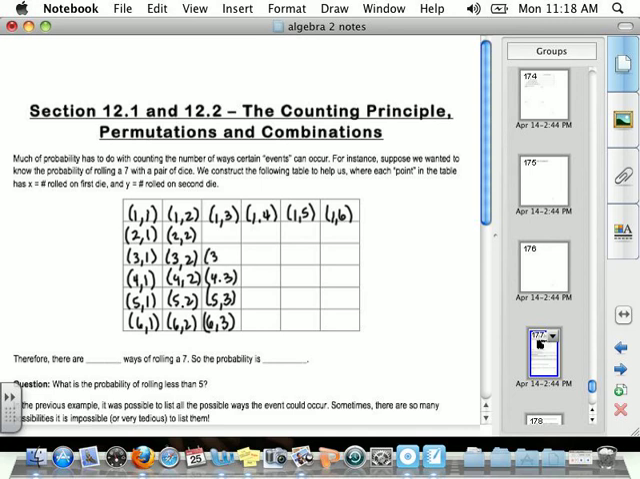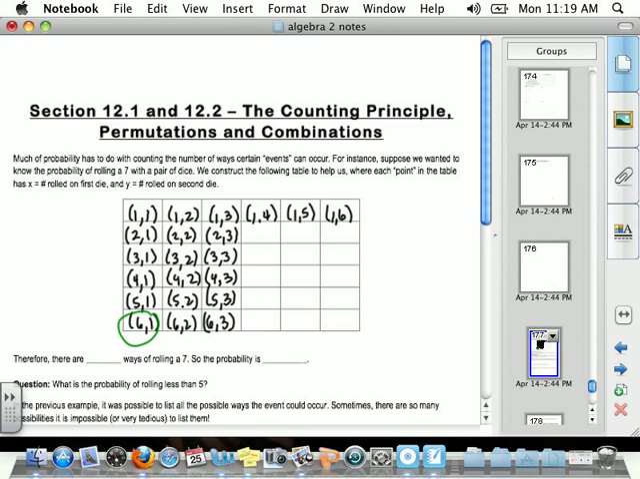You have your table filled in? Yes, sir. Okay, how many total possibilities are there for numbers? 36. Does that make sense? There's 36 different outcomes of these two die. All right, how many ways are there to roll a 7? Six. Six ways. Do you guys see the ones that roll a 7?